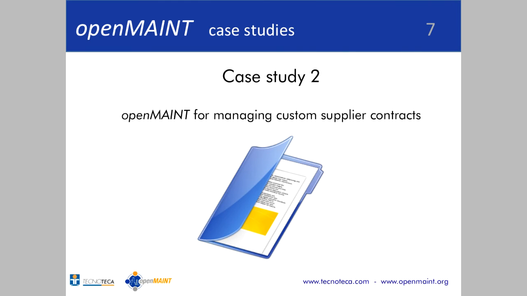Another case study was for a company who needed to manage a custom supplier contract of maintenance. Basically, they have a procedure with a list of all activities that can be performed by the workers, the maintenance team, and the price for each activity. As soon as a problem happens, the working team receives the notification on their mobile app, because openMAINT is also available as a mobile app.